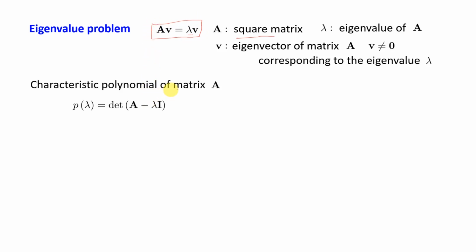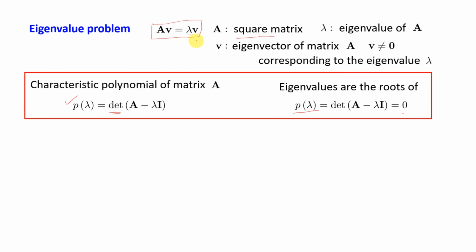Now, the characteristic polynomial of matrix A, which is indicated as P lambda, is a function of lambda, which is the determinant of A minus lambda I. I is the unit matrix of the same dimension. Setting this P lambda equals 0, we will get the eigenvalues. The roots of P lambda equals 0 are the eigenvalues of A. Once we get the eigenvalues, we can use the equation AV equals lambda V and we can get the eigenvectors. This is how we actually get eigenvectors when we study analytically.